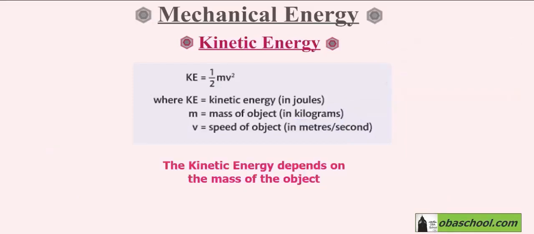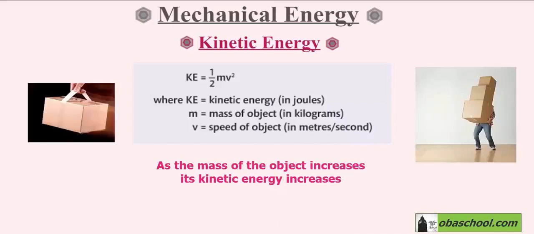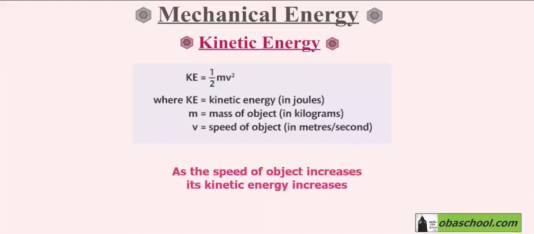The kinetic energy depends on the mass of the object. As the mass of the object increases, the kinetic energy increases, so they're directly proportional. The kinetic energy also depends on the speed. Another thing that you should know is that as the speed of the object increases, its kinetic energy increases.